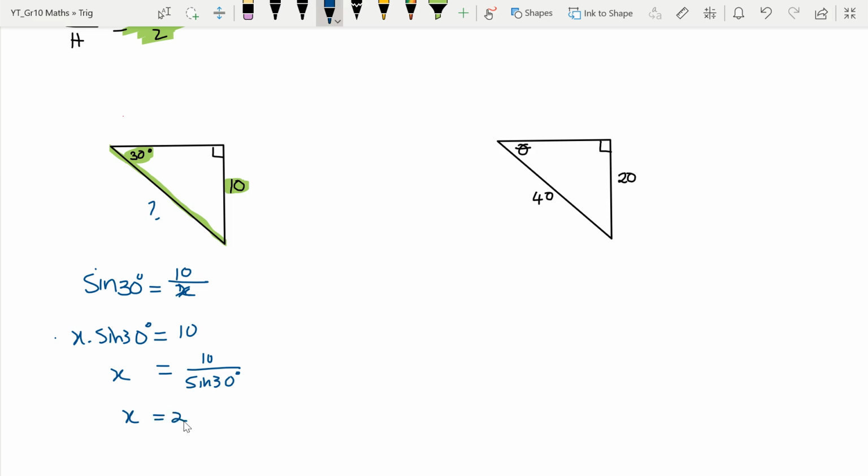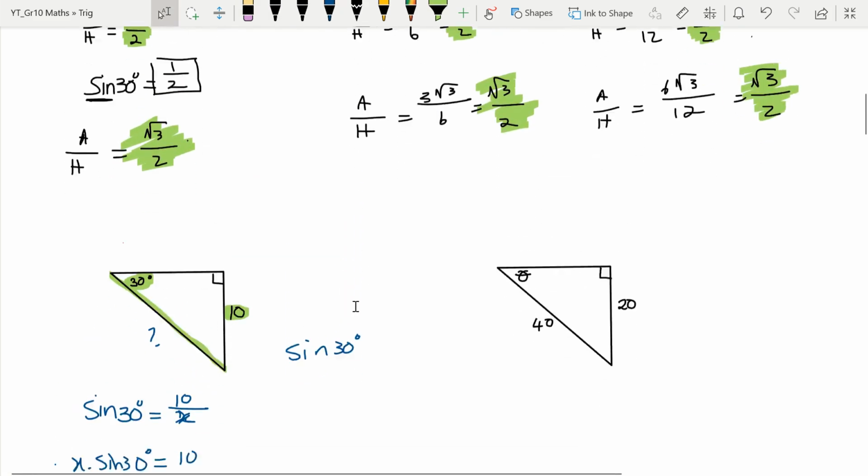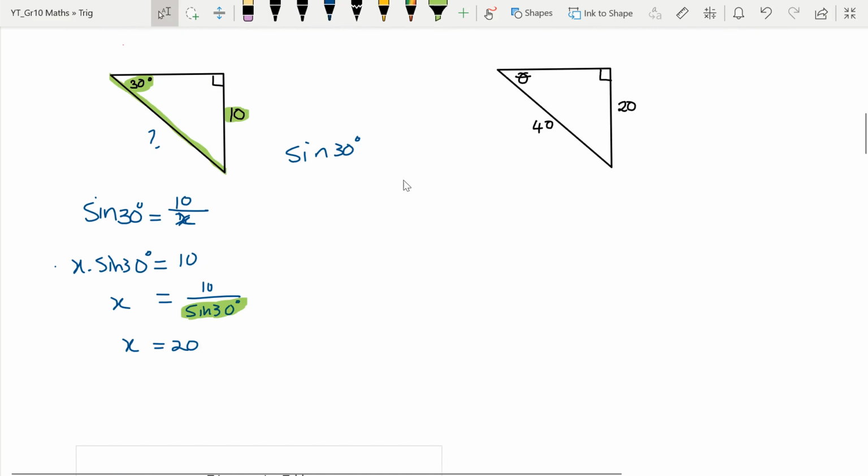Now, I didn't really need my calculator for that because I know from the examples that we did previously, don't worry, you don't have to memorize these, but I knew that my sine 30 ratio would be 1 over 2. From what we saw earlier in the video, if you have an angle of 30, the opposite over the hypotenuse will always give you this ratio if the ratio is simplified.